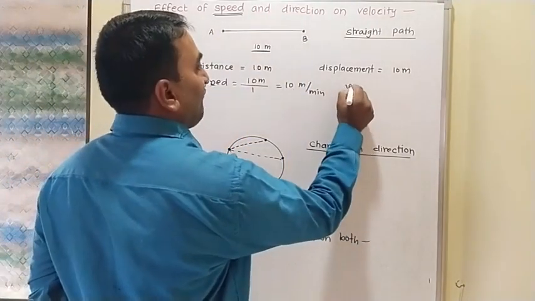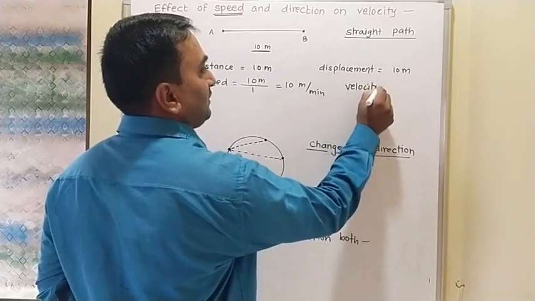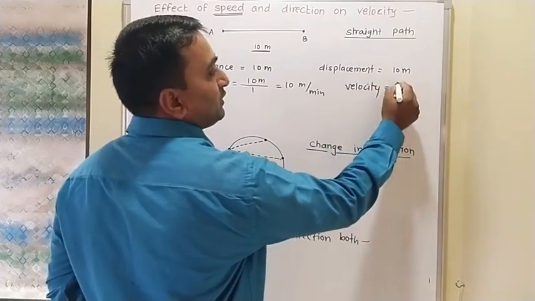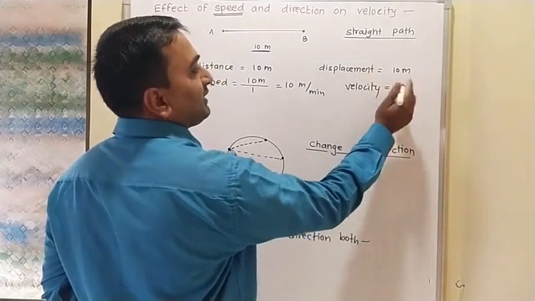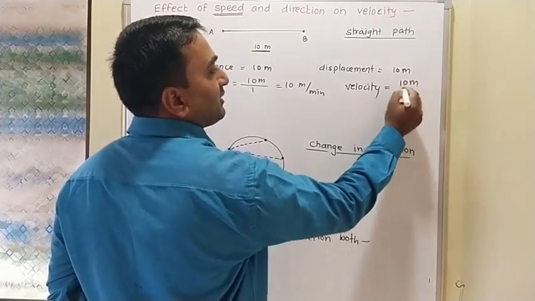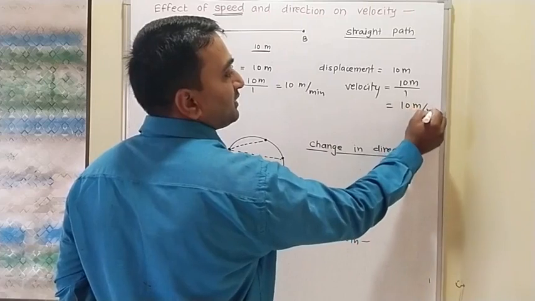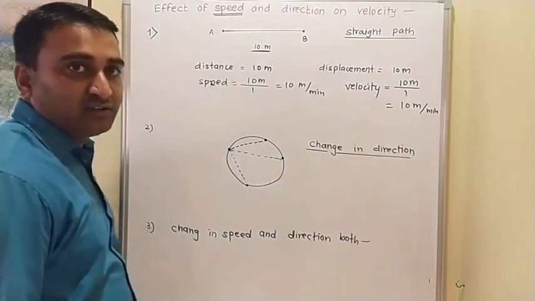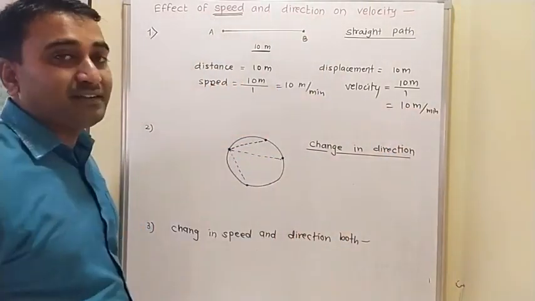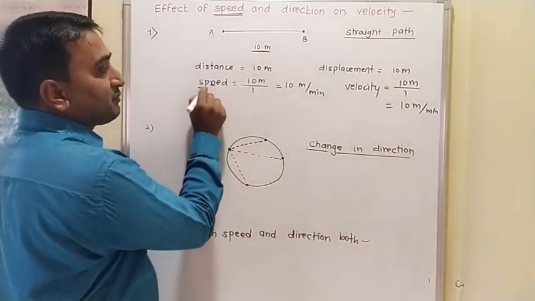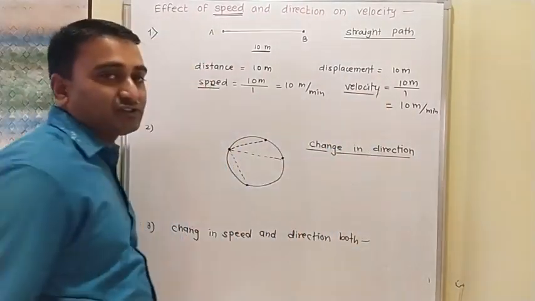So here velocity is equal to displacement divided by time. Displacement is 10 meters divided by 1, so it is also 10 meters per minute. Got it? So when the path is straight, there is no difference between speed and velocity.